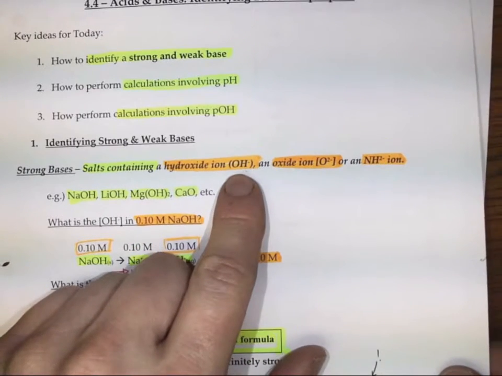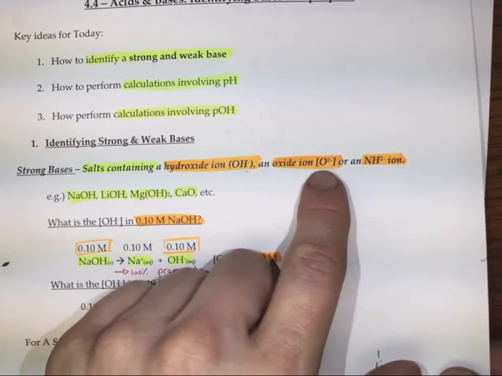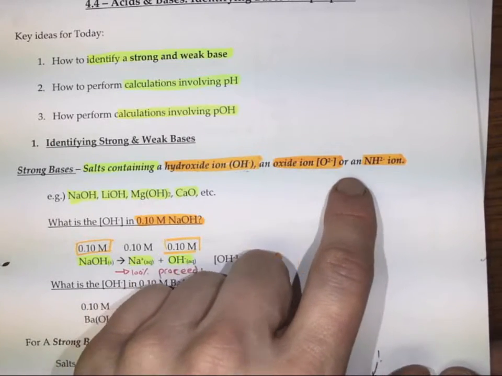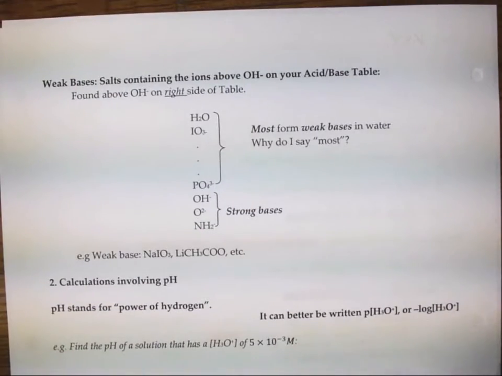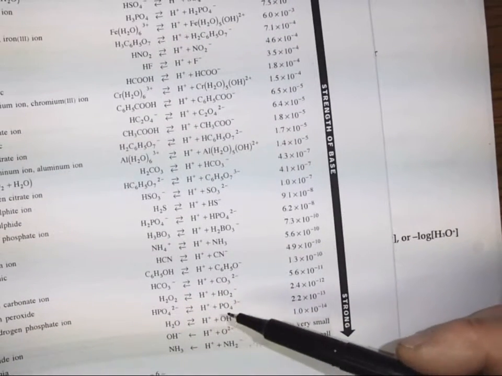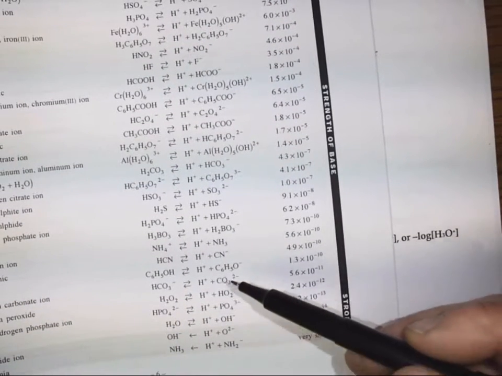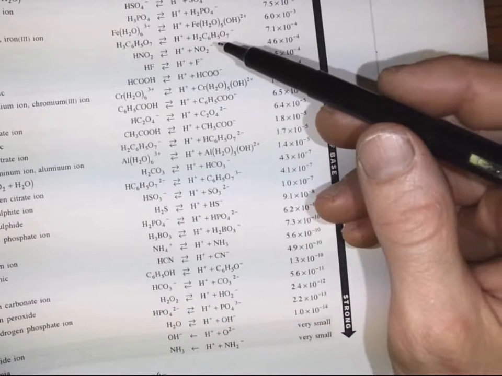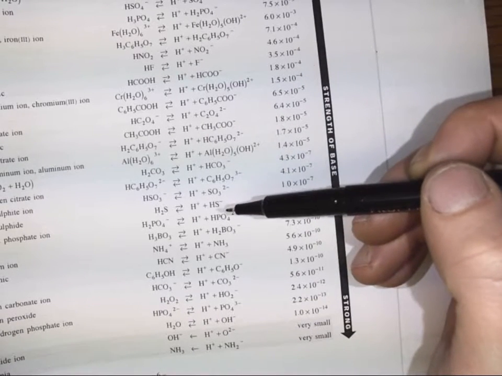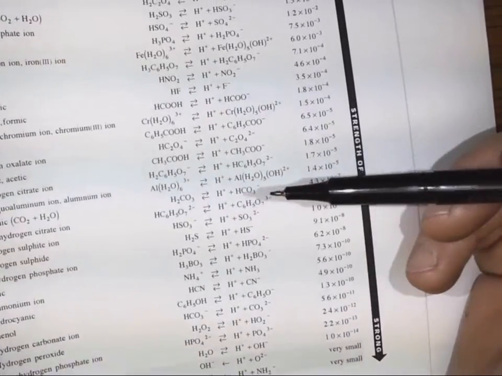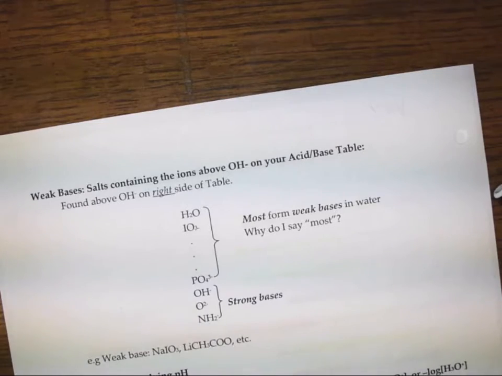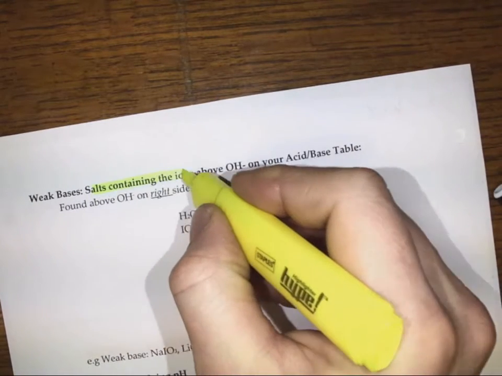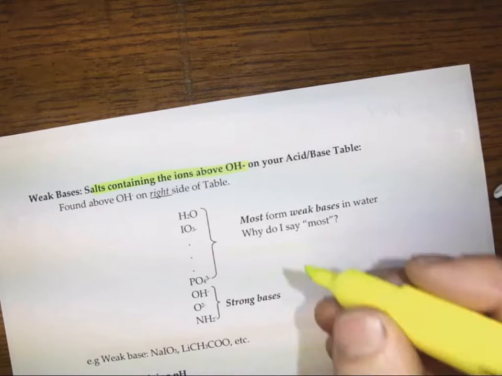They're the bases that have salts with a hydroxide, or maybe an O2 minus, or an H minus, which is pretty rare. All right. Now, weak bases, as you might have already guessed, are all the bases that are not considered strong bases like these guys. That's everything above, and really a salt that you can make in combination with these. All right. And so we're going to be looking for salts that contain ions above hydroxide on the acid-base table.